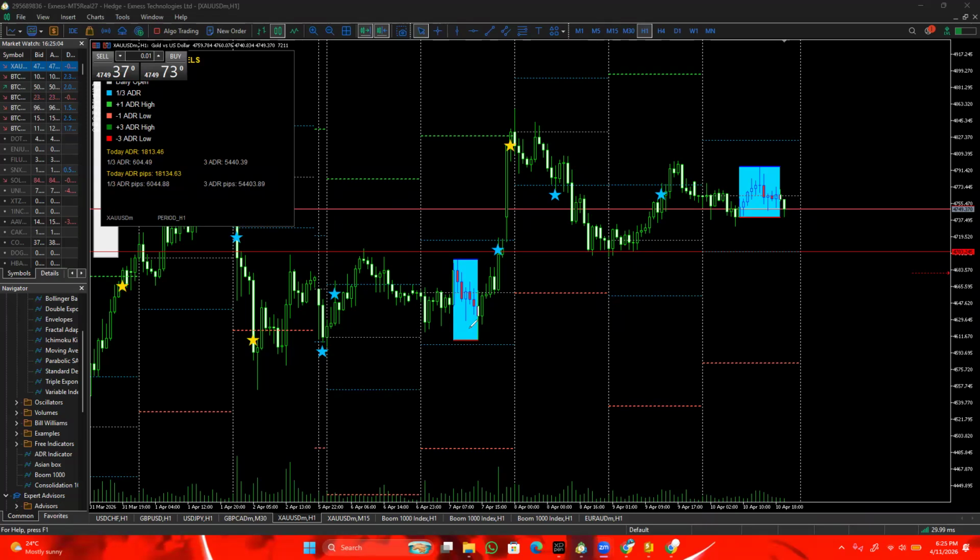Going to analyze gold for the next week. I understand it's much easier for us to go through the chart and not necessarily just talk about something without doing the practical stuff. So let's look at the charts and see how best we can benefit from the tools that I have created here, which is the ADR indicator and the consolidation indicator.